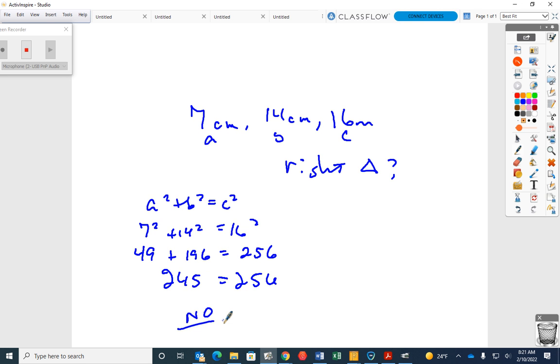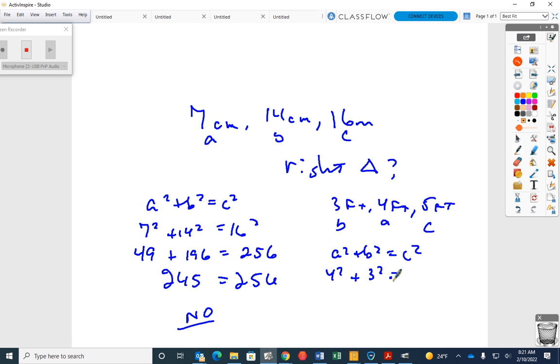Okay. Now let me give you a super duper easy example. Let's say I had 3 feet, 4 feet, and 5 feet. Let's see if these form one. Which one's my C? 5. This one. And let's get crazy here. Let's make this one my A and this one my B. Okay, A squared plus B squared equals C squared. 4 squared plus 3 squared equals 5 squared.